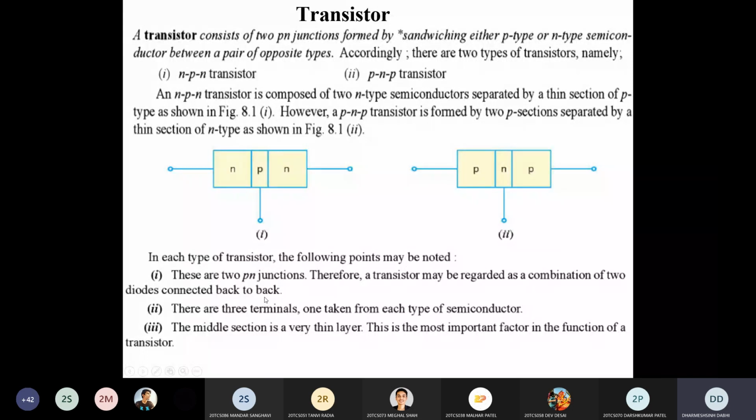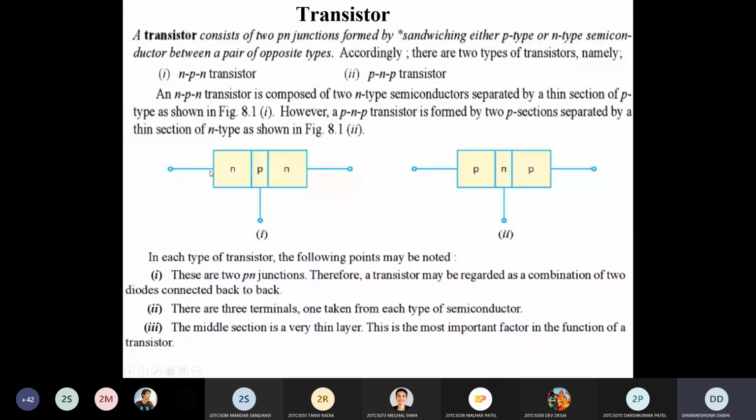Now, some points to be noted for this transistor. First point is that there are two PN junctions. You can see one junction formed between the P and N layer, and another junction formed between the other P and N layer. Same way in the PNP type also. Therefore, the transistor may be regarded as a combination of two diodes connected back-to-back. Clear? And it is a three-terminal device.